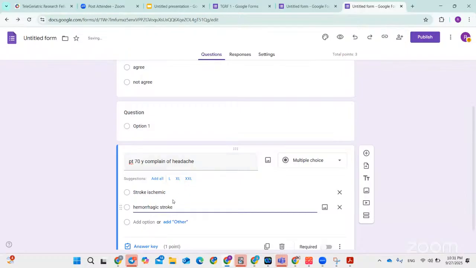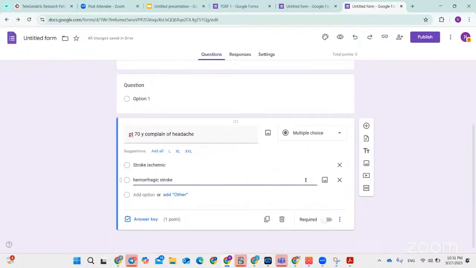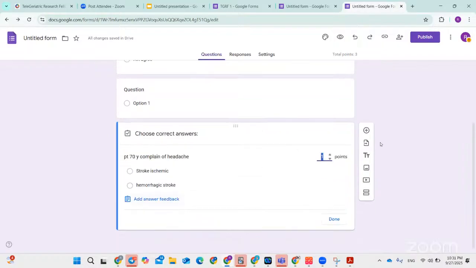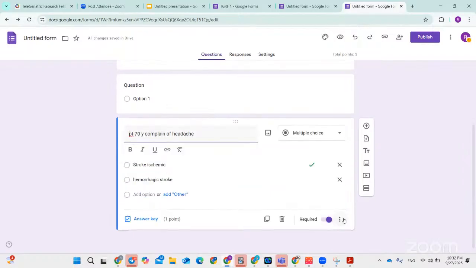And then you can add, for example, a photo, and you can decide whether it is required or not. If it is required, they will not be able to submit without it. Then you can choose the answer key here, and it is 1 point, and the correct answer is, for example, ischemic stroke. So automatically, when they are filling in the form and they choose ischemic stroke, after they submit all the questions, they go back.